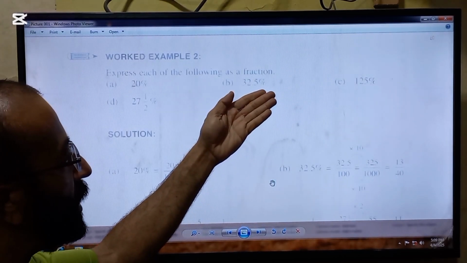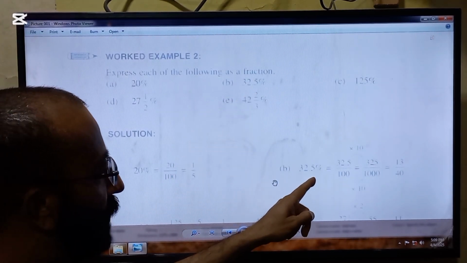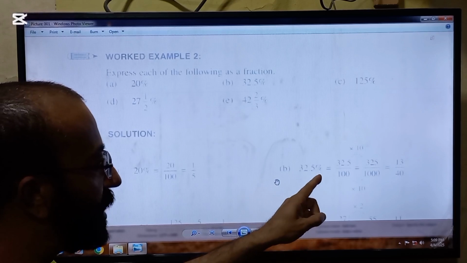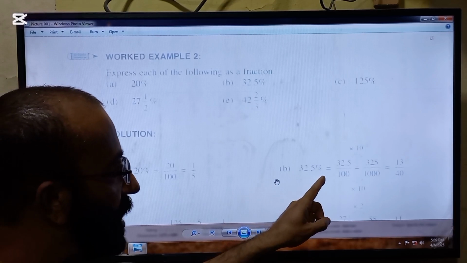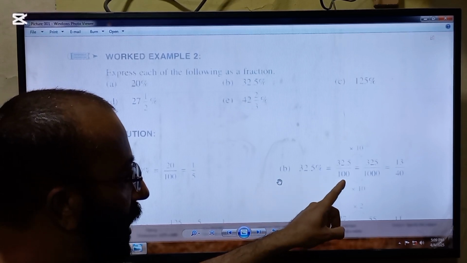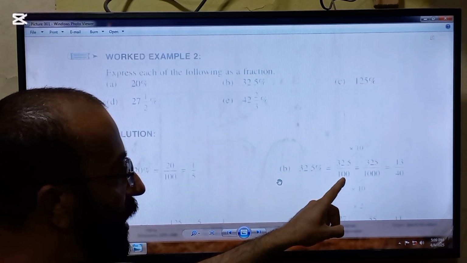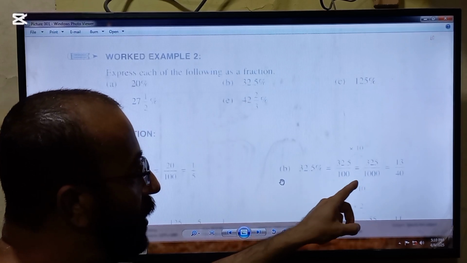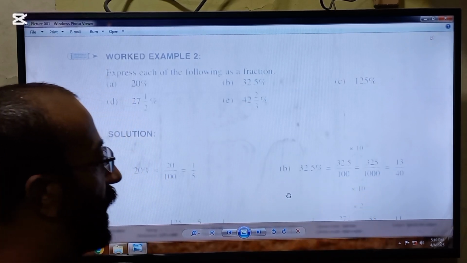Here is a decimal number, 32.5%. Steps will be same. First step will be drop the percentage sign. Next step will be divide it with 100, and the last step will be convert it to the lowest term. So this is the final answer.